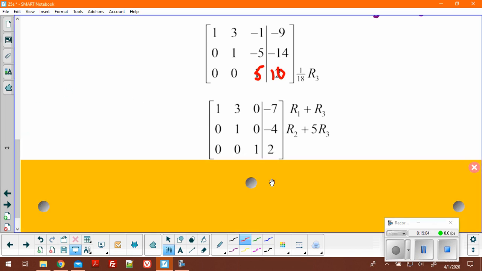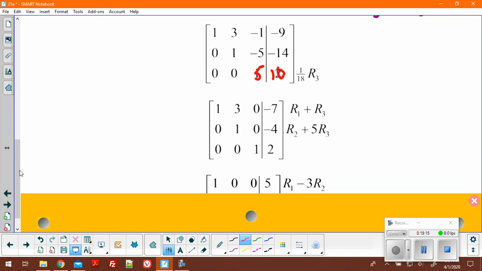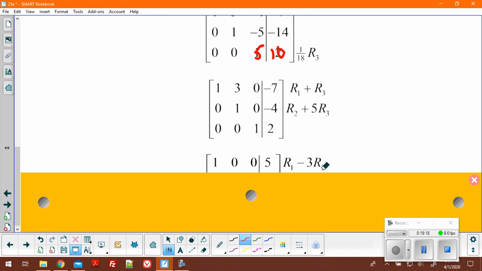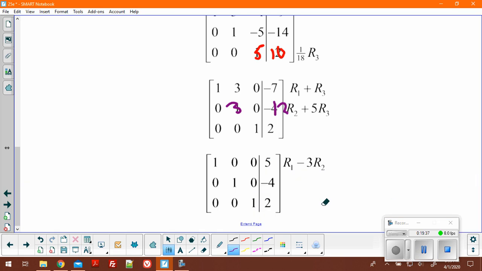Okay, final step, if I want to get rid of x, then I would need to multiply this row by 3 and subtract. So row 1, take away 3 times row 2. And what I'd be doing here is multiplying this row by 3. So I really have a 3 here and a -12. So 1 minus 0 is 1. 3 minus 3 is 0. -7, take away -12 is positive 5. Okay, and now that I'm in this form, I can say my solution is 5, -4, and 2.